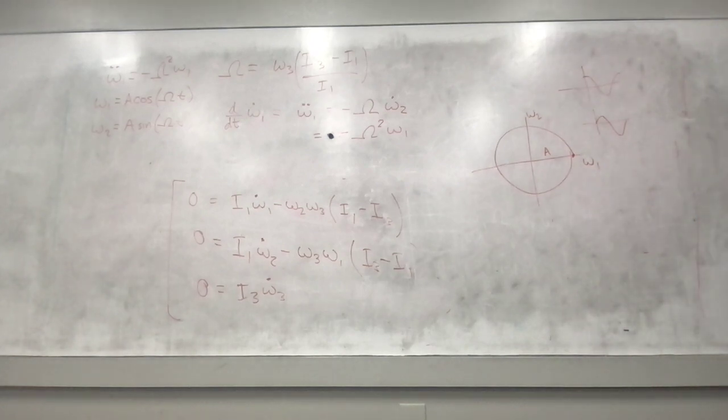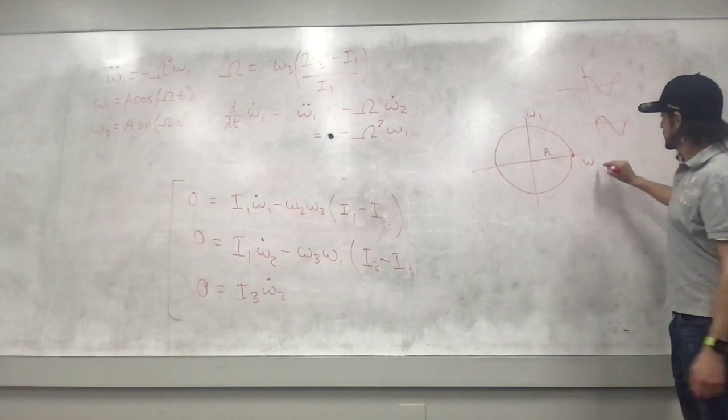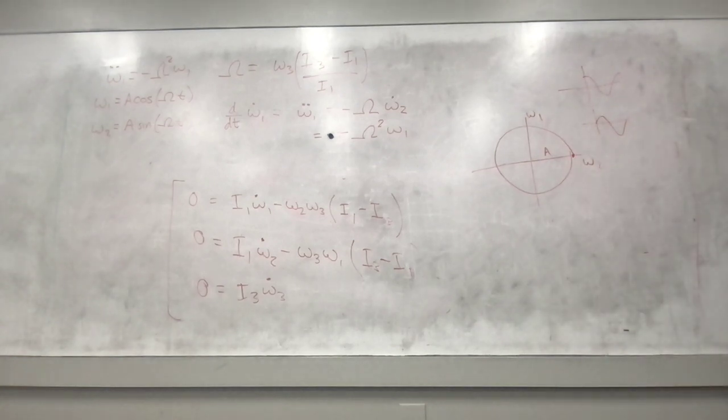Why don't you draw W1 on the y axis? It doesn't matter. I could. I mean, it's cos, so thank you. Like that? I mean, you just have to make it easy to visualize.